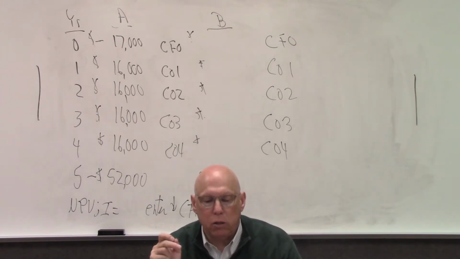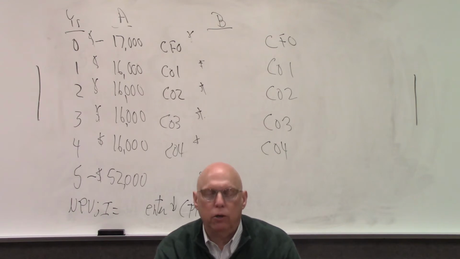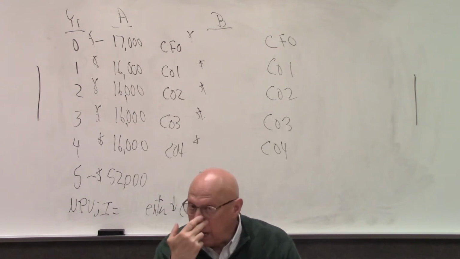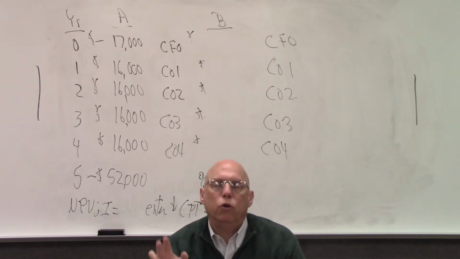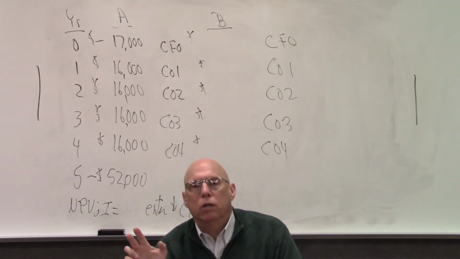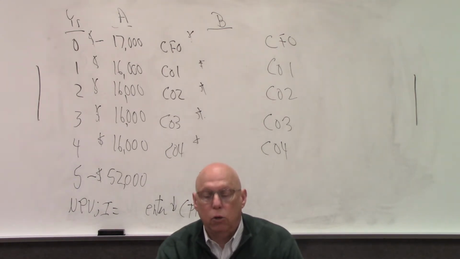The problem it causes is it creates multiple internal rates of return. The way the math works is that there's more than one internal rate of return that equates the net present value to 0. So the calculator does not know this, and the calculator will only give you one internal rate of return, and it doesn't know that there are other internal rates of return out there.